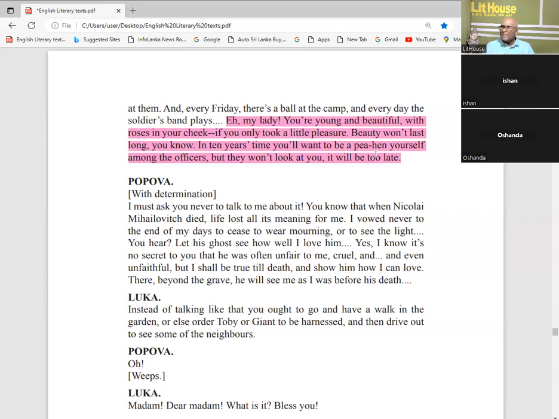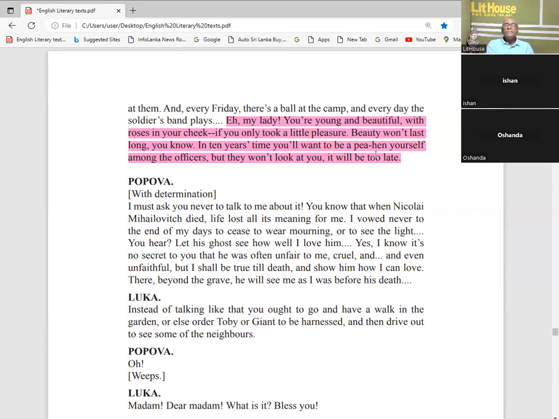Luca is worried. He's very sensitive. He's a very loving servant to Popoa. Loving servant, faithful servant, like a father, more than a servant. He has a strong attachment to this lady. He wants to rescue this lady from this useless mourning.